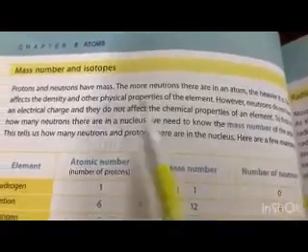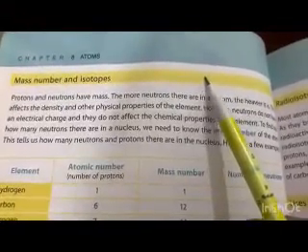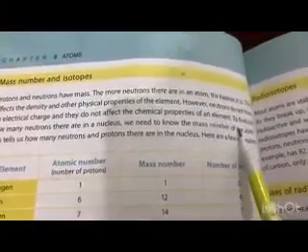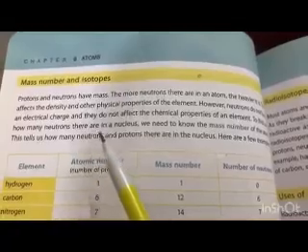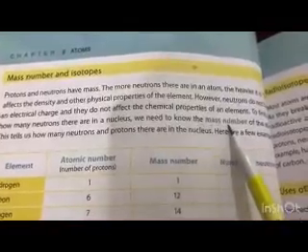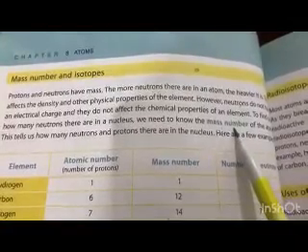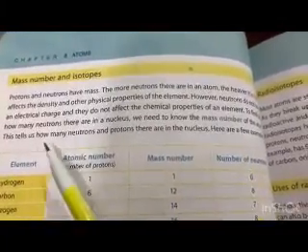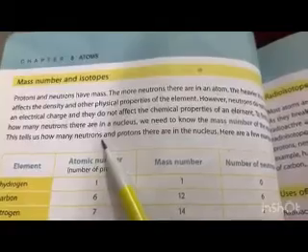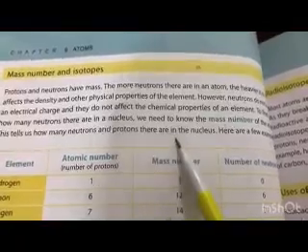However, neutrons do not have an electrical charge. We know the neutron has a charge of 0, and neutrons do not affect the chemical properties of an element. How are we going to know how many neutrons there are in a nucleus? We need to know the mass number. What's the mass number? We said the mass number is the sum of the number of protons and the number of neutrons of the atom. This tells us how many neutrons and protons there are in a nucleus. It means that if we know the mass number, we know how many protons and neutrons are in the nucleus.